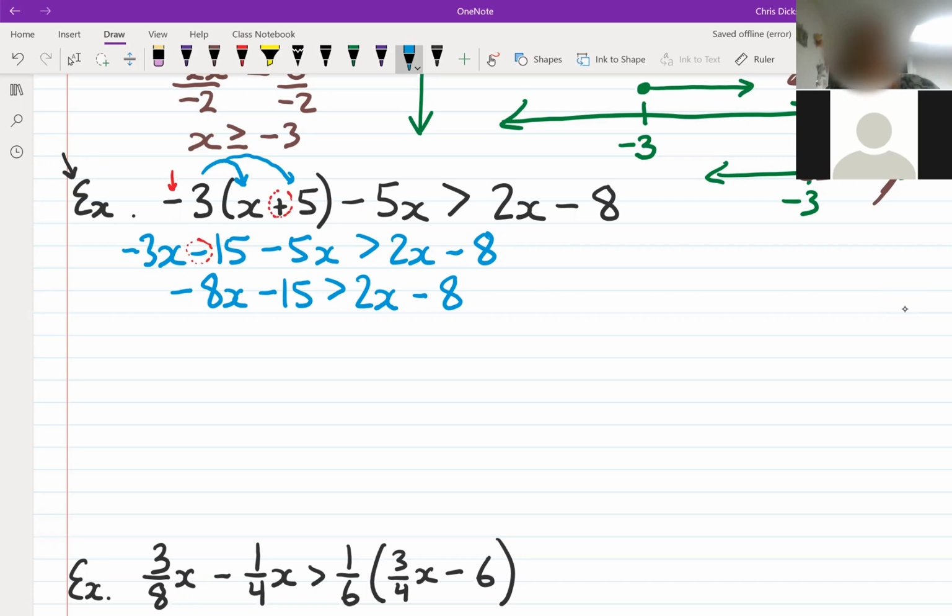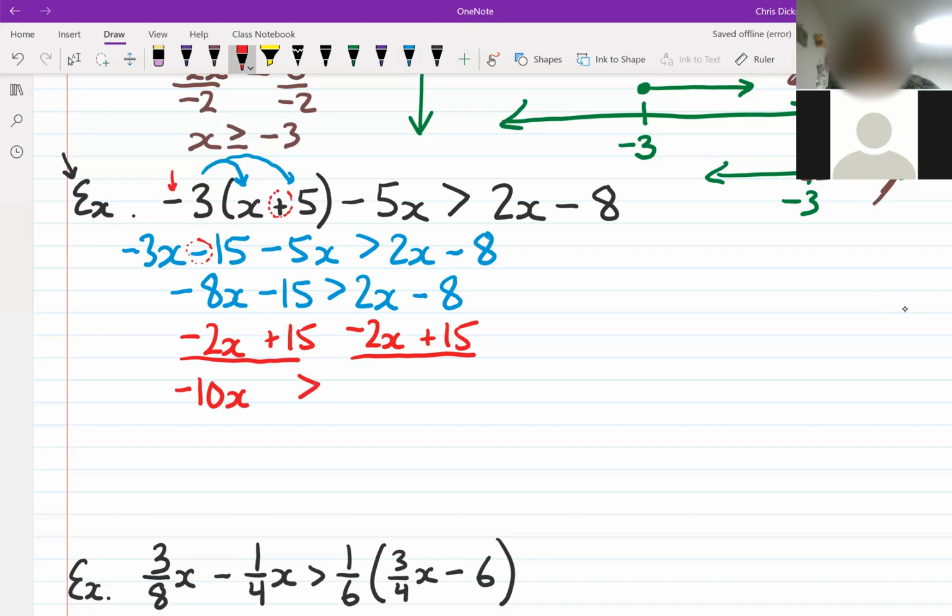So I'm going to subtract 2x from both sides to get rid of the x's on the left side. And I'm also going to add 15 to both sides to get rid of the 15 on that side. So I'm kind of doing two operations at once here. So I hope that kind of makes sense. So -8 minus 2 is -10x's. And then -15 plus 15 would be 0. And then I bring down my inequality symbol.